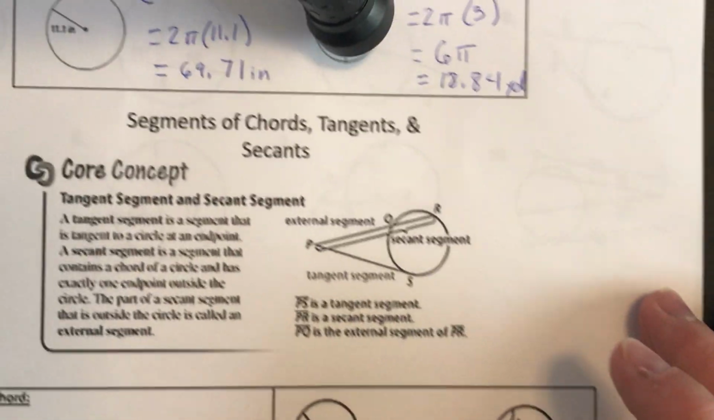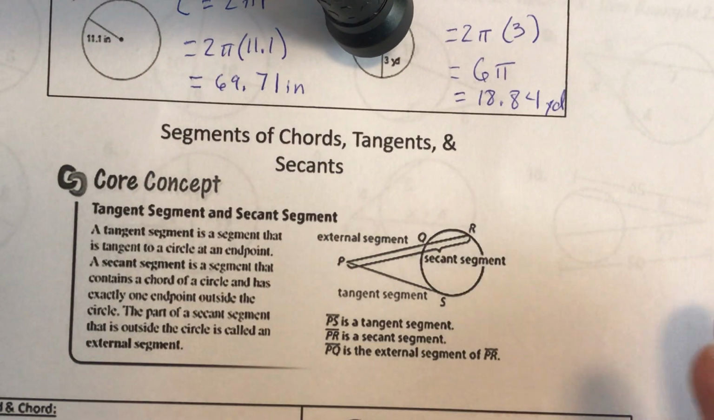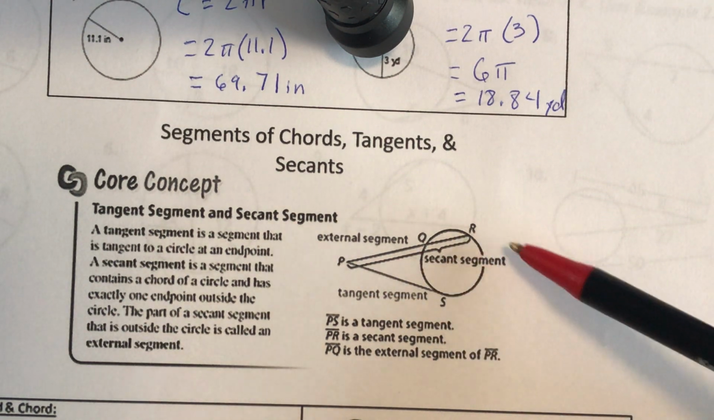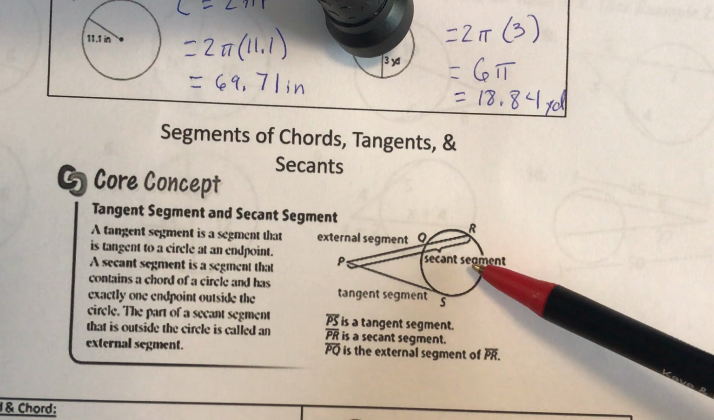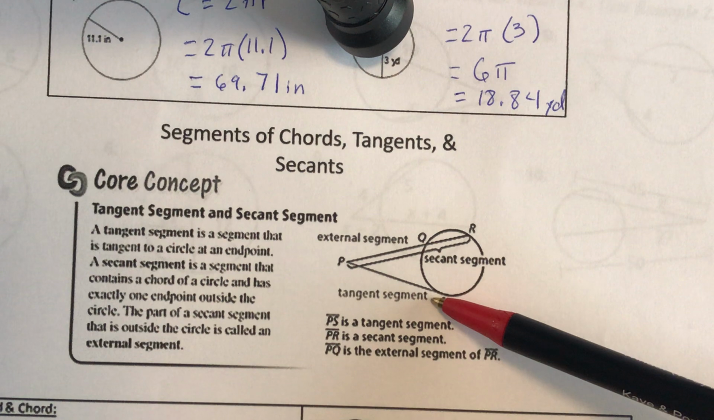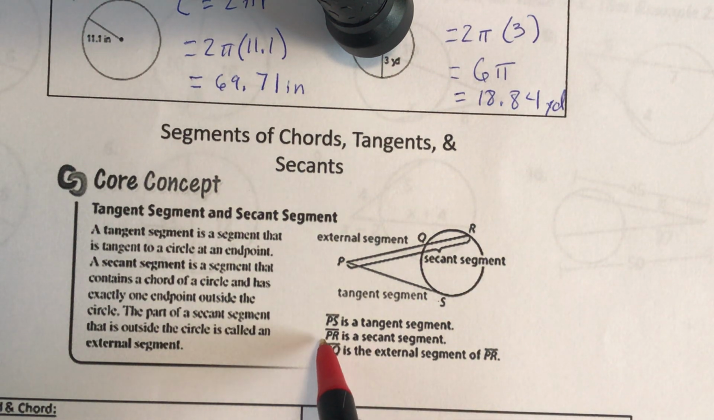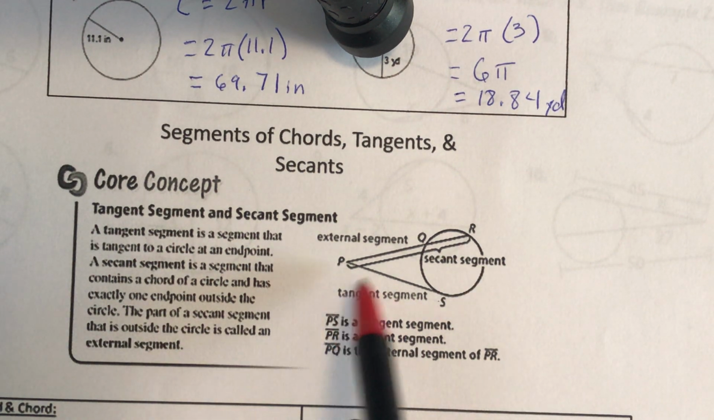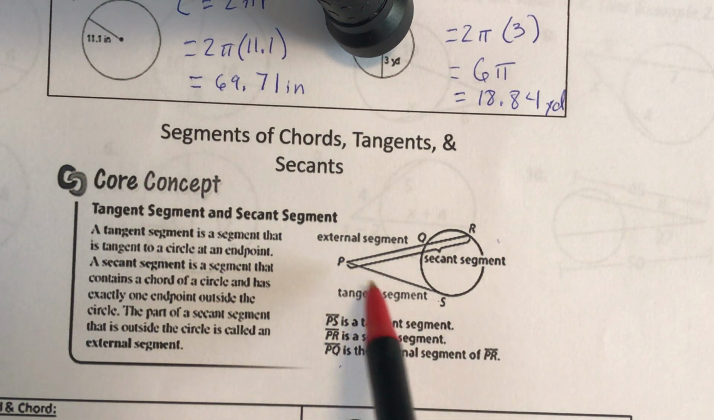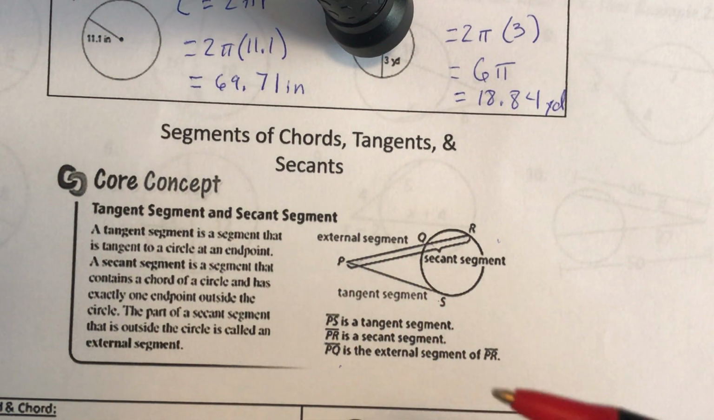Then we're going to scroll down here. This is the core concept, what we're dealing with today: tangent segments and secant segments. Basically, this is the external segment, this is our secant segment right here, and then your tangent segment. PS is our tangent segment, PR is our secant segment, which is the whole thing, and PQ, this external segment, is just on the outside. Those are the definitions we're working with.